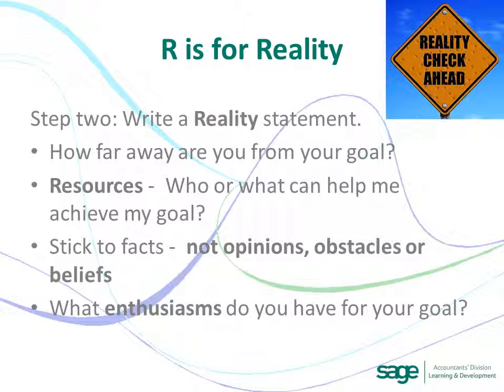The next stage is R for reality. How far away is he from his goal? What resources can he use to help him? When he's creating his reality, he needs to stick to facts, not opinions, obstacles or beliefs. And he needs to concentrate on what drives him. So what enthusiasm has he got to achieve his goal?